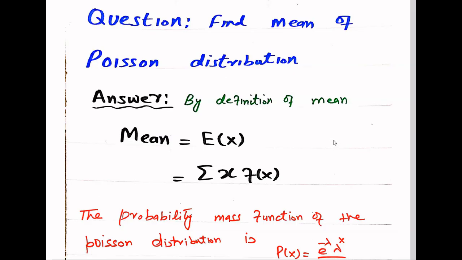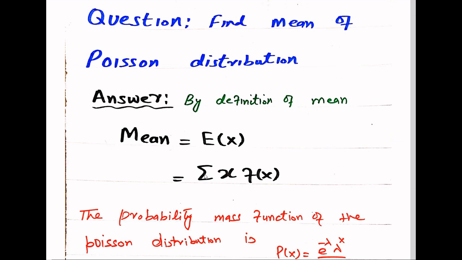In this video, I explain the mean of Poisson distribution. By definition, the mean is equal to the expected value of x. When you expand the expectation, it is equal to the sum of x f of x.